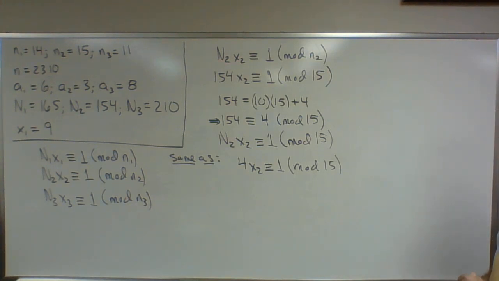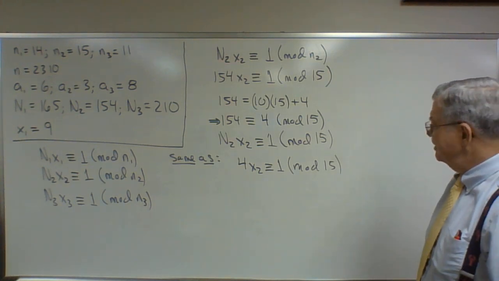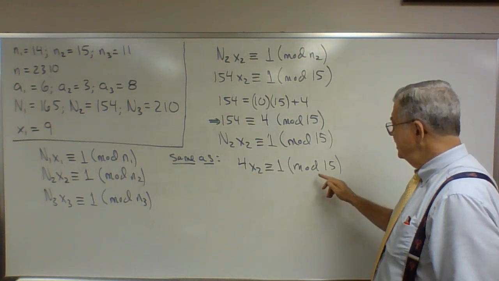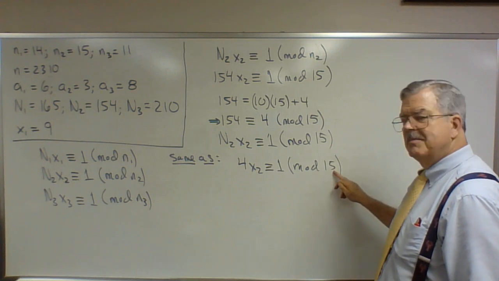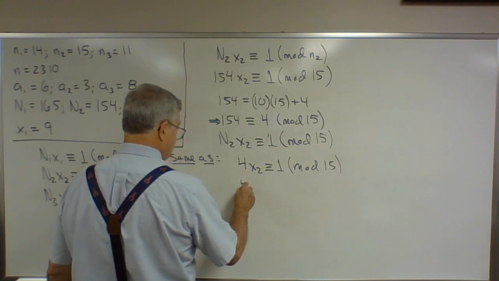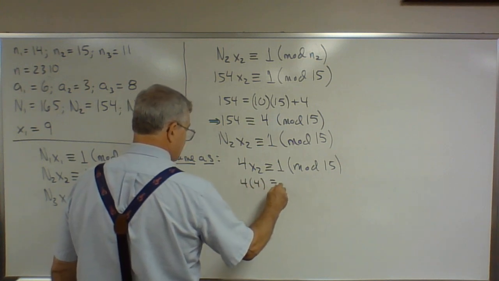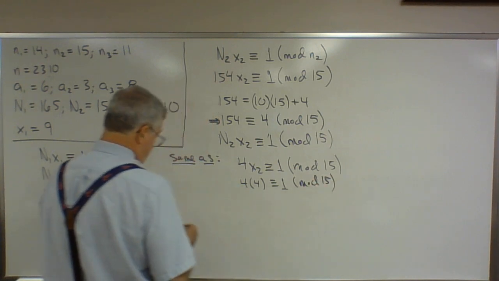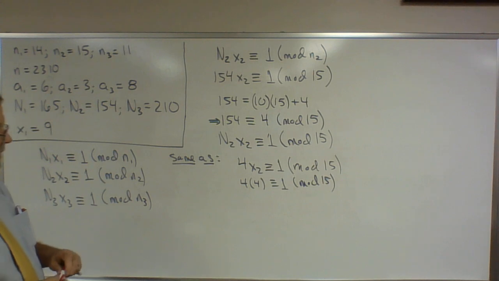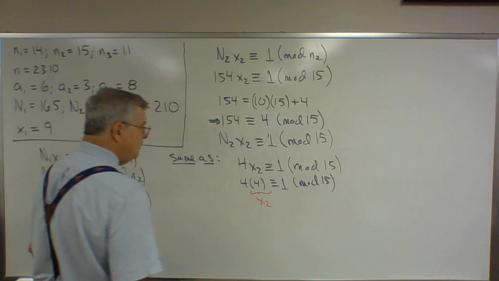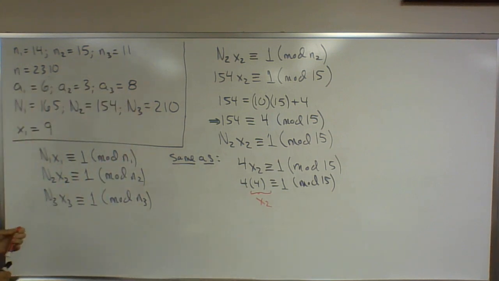And this is very fortuitous. We see right away what's going to happen here. If we let x of 2 be 4, we get 16, which is congruent to 1 mod 15. Hey, so we have our x2. And this time we don't have to worry about the fact that our x2 is a negative number. Okay, we got our x2.